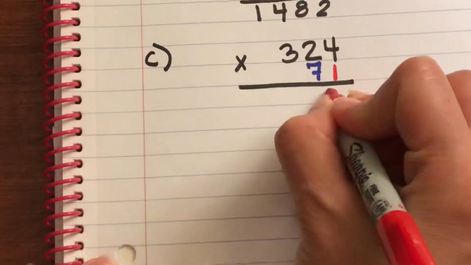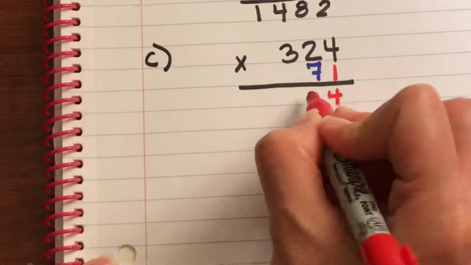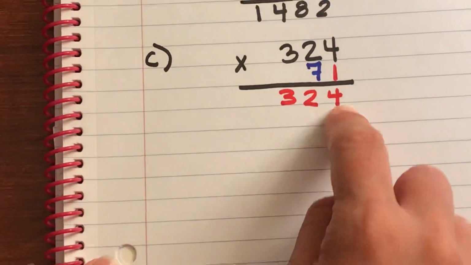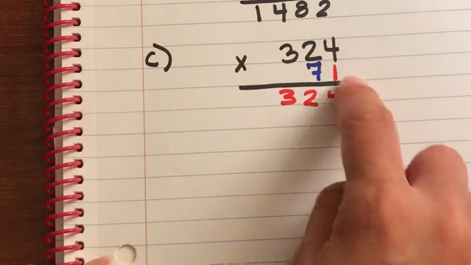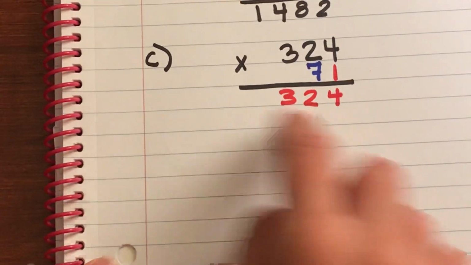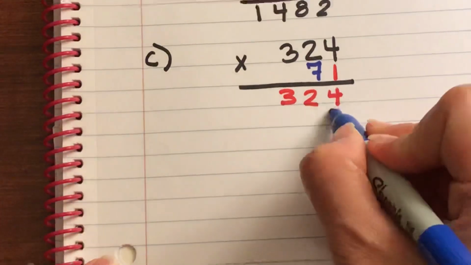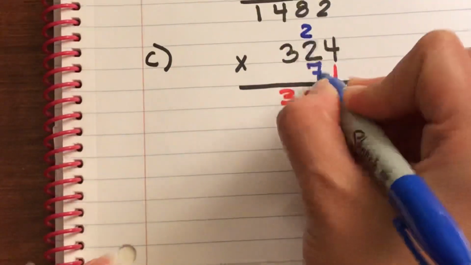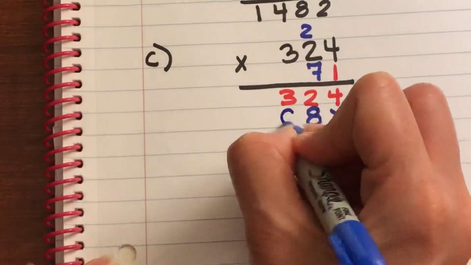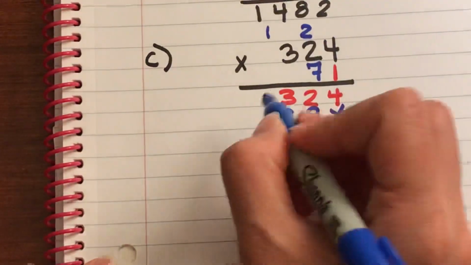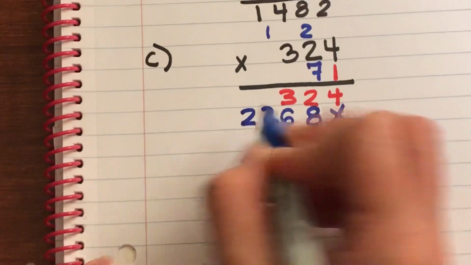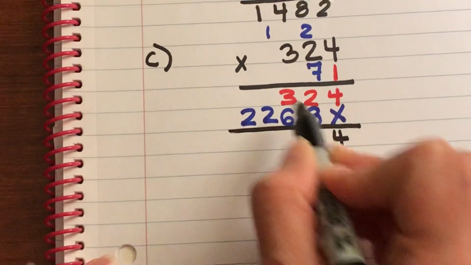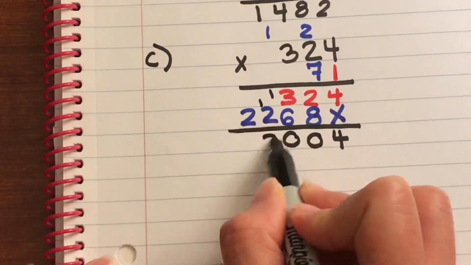So 1 times 4 is 4. 1 times 2 is 2, and 1 times 3 is 3. I've completed my first partial product, all the numbers coming from the ones, that 1. Looking at the tens, I'm going to add my place value holder. 7 times 4 is 28. 7 times 2 is 14 plus 2 is 16. 7 times 3 is 21 plus 1 is 22. Add, 4, regroup, regroup.